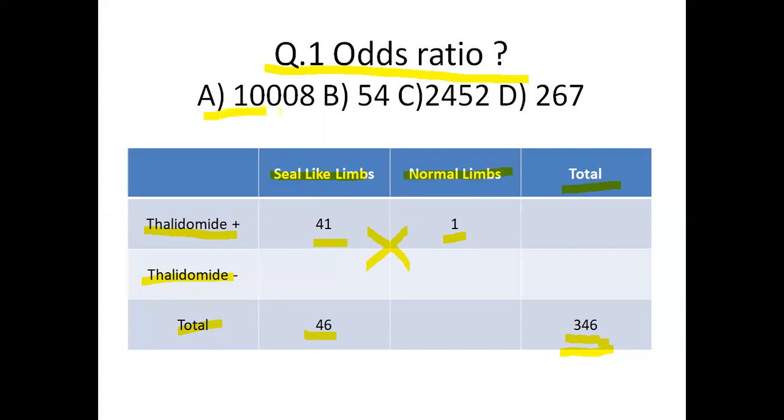We have four options also. The first option is 10,008. The second option is 54. The third option, that is option C, is 2452, and option D is 267. So at least you can comment A, B, C, or D, and it would be interesting to know what answers you get.